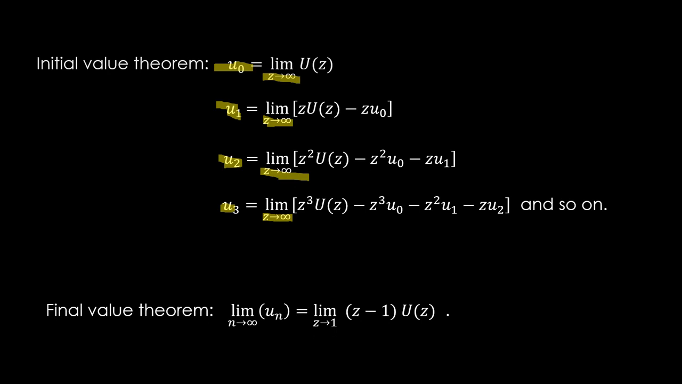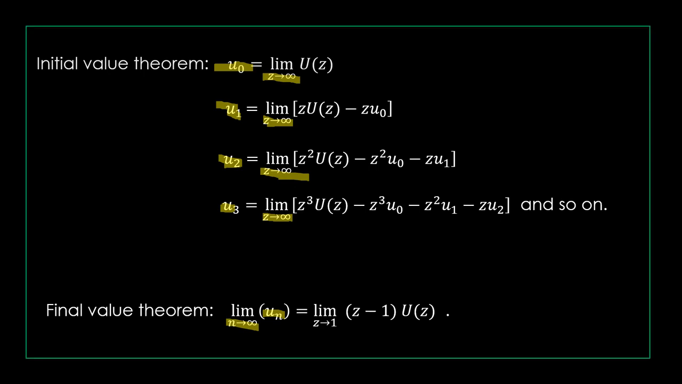And final value theorem. Limit u(n) as n tends to infinity is limit (z minus 1) into U(z) as z tends to 1.